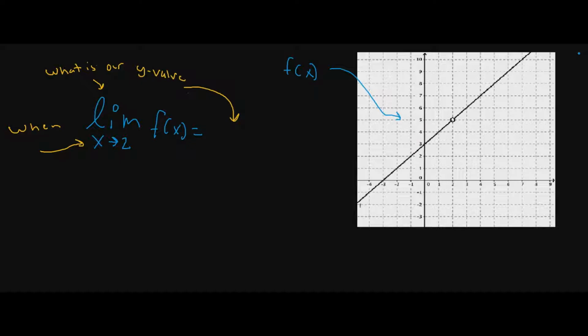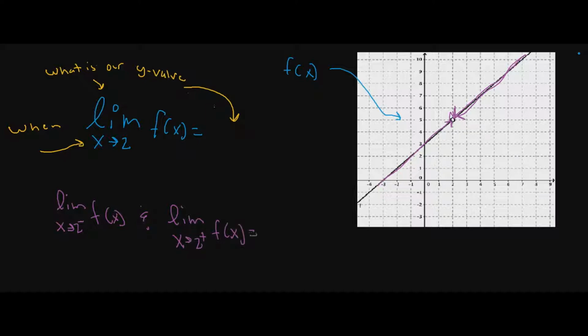And the question is, how many directions can you go to that y value there, right? When x is 2, we can approach it from the left. And as we approach it from the left, our y value gets closer and closer to 5, right? And as we approach it from the right, our y value gets closer to 5. Okay, so when we're asking what is our y value when x approaches 2, we are essentially asking two things. We're asking what does it approach from the left, and what does it approach from the right?